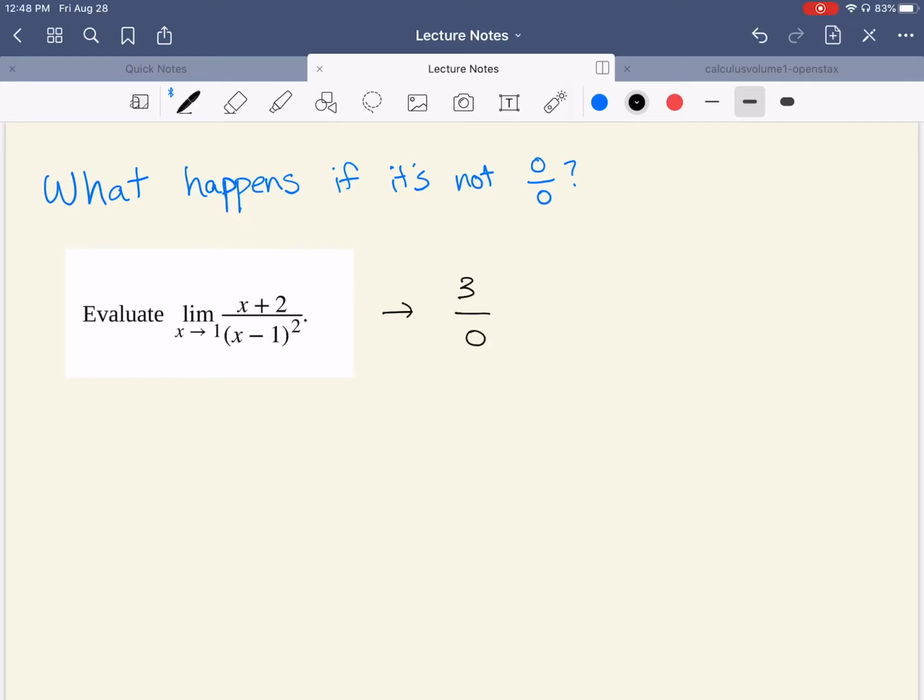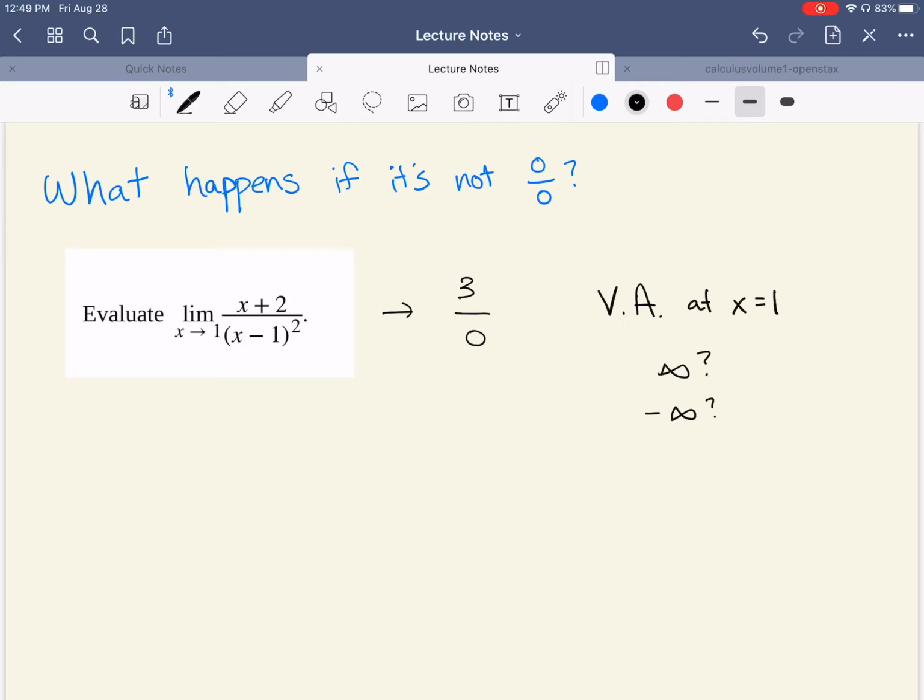We can't just plug it in. We can't use that limit law because it gives the denominator of 0. But what this tells you is that we're going to have a vertical asymptote at that point, x equals 1. And the question is now, does the limit still exist? Does the limit go to positive infinity or negative infinity, or maybe it goes to positive infinity from one side but not the other? You know, sort of what do we do now?